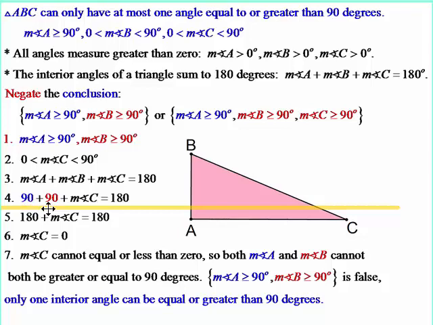So we got 90 plus 90, okay, we got 180 there, and then I've subtracted 180 from both sides, so therefore the measure of angle C is equal to 0. Well, it can't equal 0 or be less than 0, so therefore the measure of angle A and the measure of angle B cannot both be greater than or equal to 90 degrees. So this statement here, our temporary assumption in the very beginning at line 1, must be false. Therefore, only one angle can be equal or greater than 90 degrees in measure. Okay, let's do one last one.